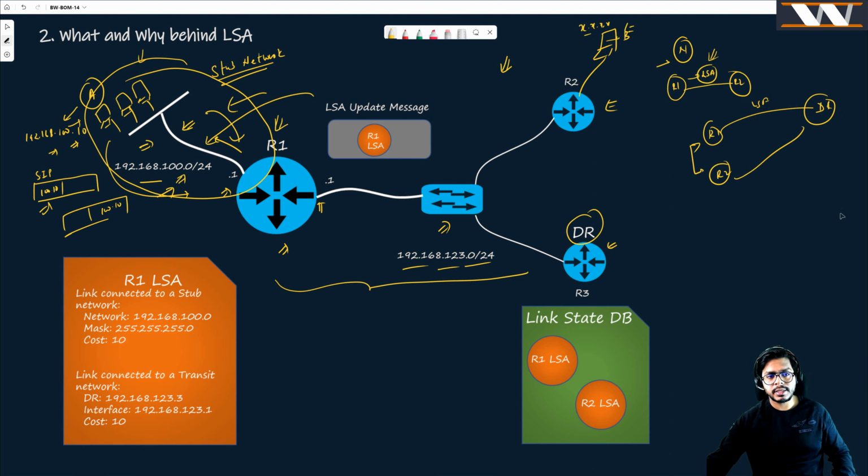But just try to understand. So just make up your mind that these types of networks are basically stub networks. This network and this network are going to be your stub networks.